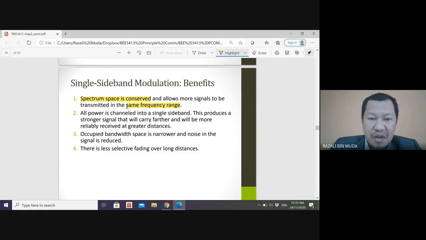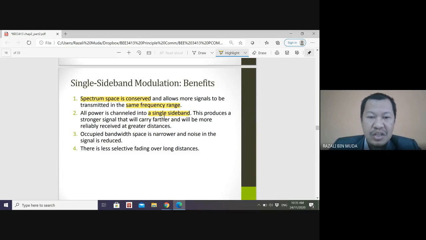Okay, if you have, for example, 1 kilohertz message frequency, with double sideband the bandwidth is 2 fM, right? 2 kilohertz. So that means you need 2 kilohertz to send the signal. But if you send one sideband, you can save half of the frequency range. So you just need 1 kilohertz. Okay. All power is channeled into the single sideband.